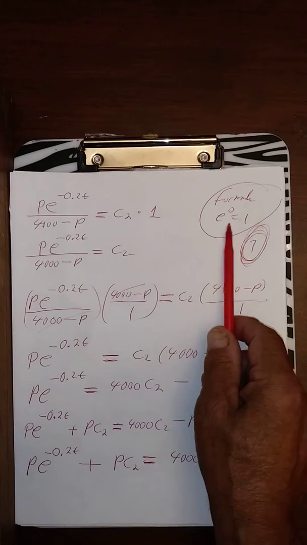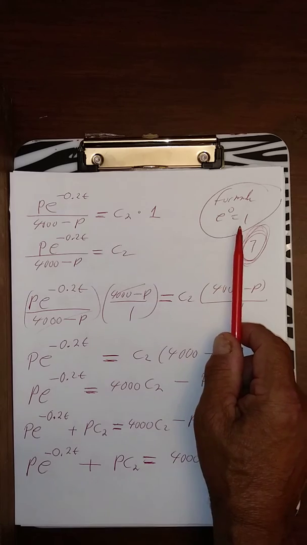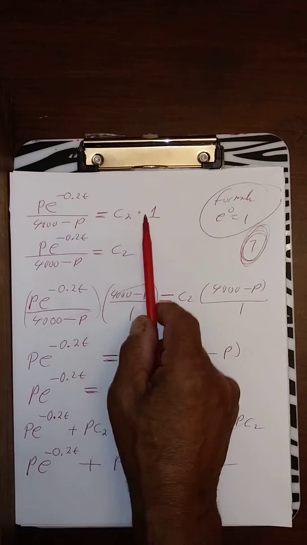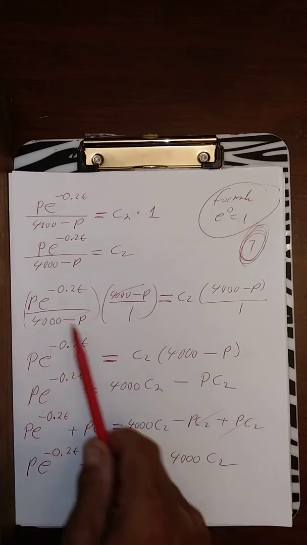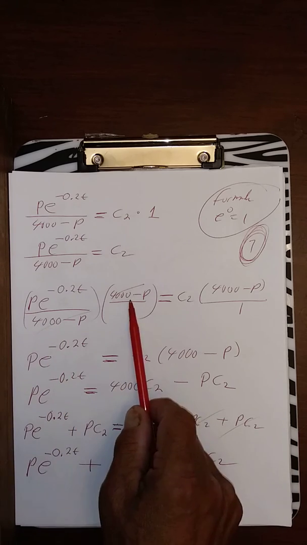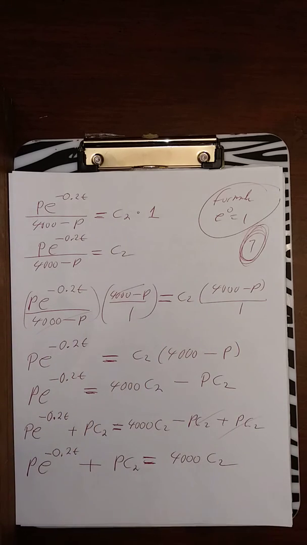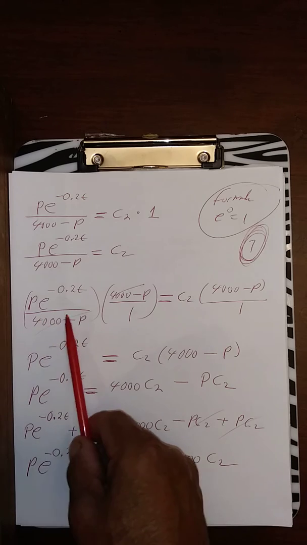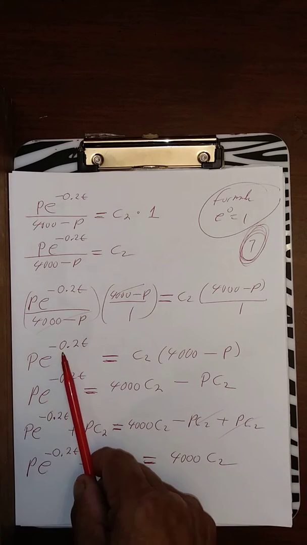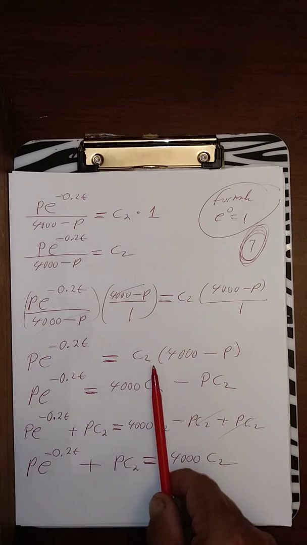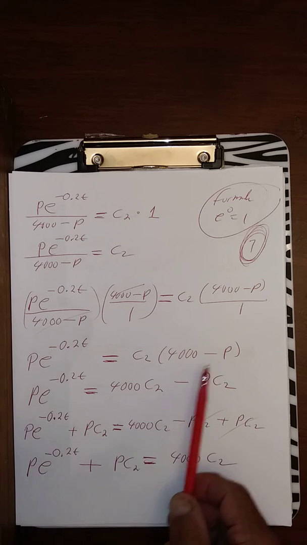Formula, e to the 0, 5 to the 0, and 7 to the 0 is a 1. Now we have this, C2. Now let's multiply by 4,000 minus P on both sides. So now, when we do that, these will cancel. P e to the negative 0.2 equals C2 e to 4,000 minus P.